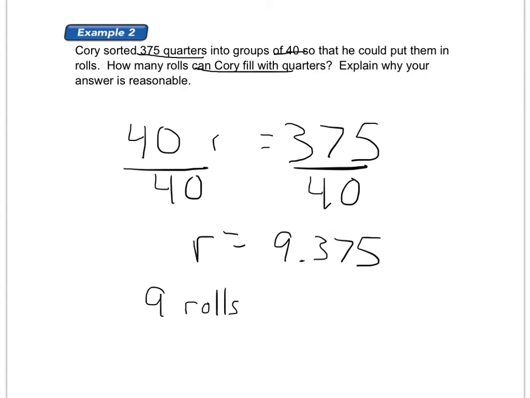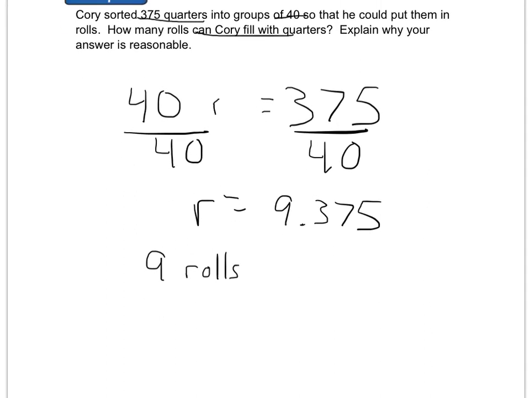It also says explain why your answer is reasonable. Okay? Well, to explain why our answer is reasonable, we have to talk about why does that make sense. Well, I'm going to say I know it's reasonable. I'm going to use estimating. Okay? Let's pretend that I took 9 rolls times 40 quarters. Okay? So 9 rolls times 40 quarters, that's 360. So 9 rolls is 360 quarters.